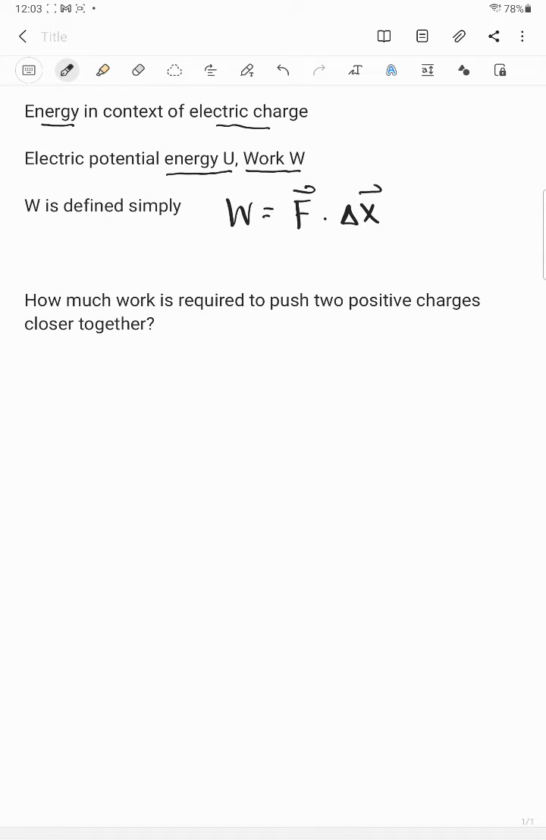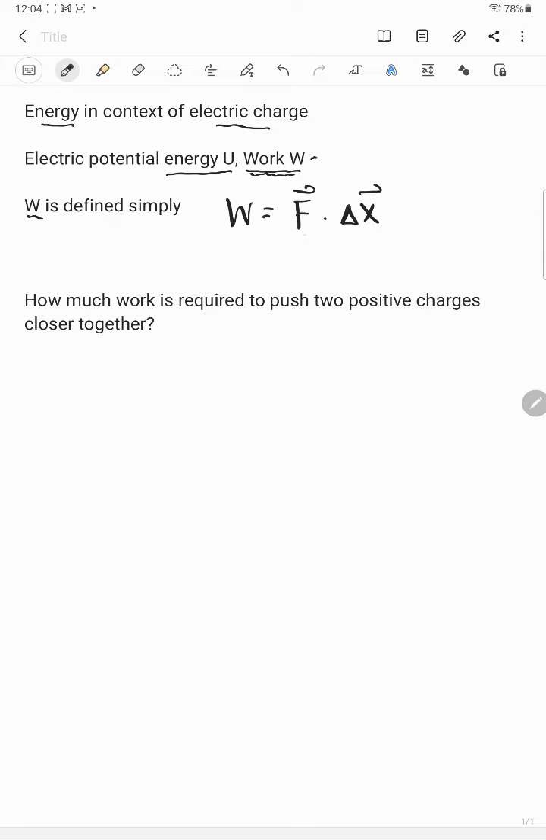And the way that energy is often introduced is by talking about various forms of energy and how you would go about changing the values of the energy. So the way that you change energy is you use work. So work is the quantity that I want to think with first. So work, W, has a simple definition.